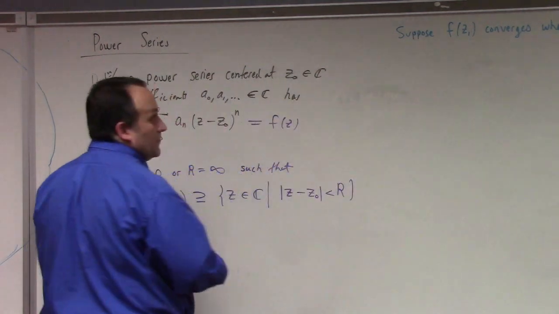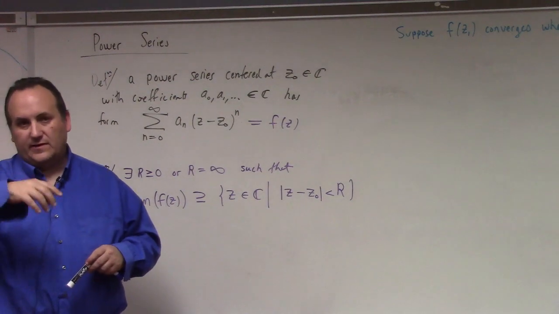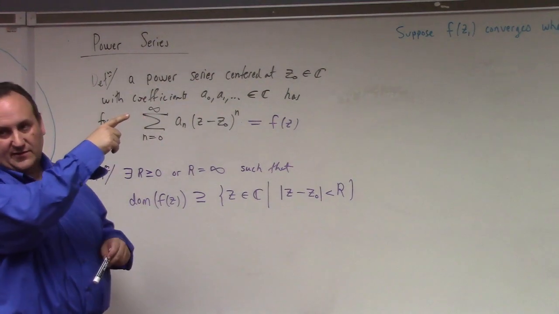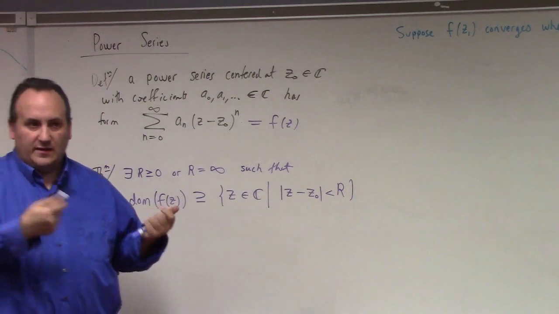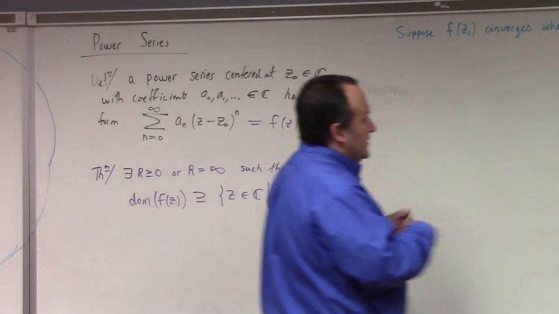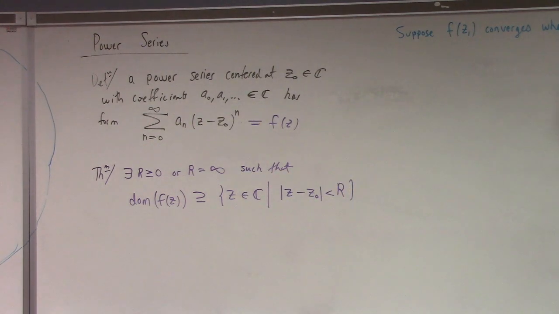Okay, so the thing is, if we can prove it at 0, if we can prove it for this one, the one that's centered at 0, we can transfer the result to other points through a simple lemma, okay? And we'll talk about that next time. So I would like to prove that this function is necessarily differentiable at the point where it converges.